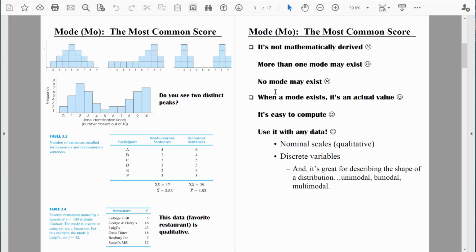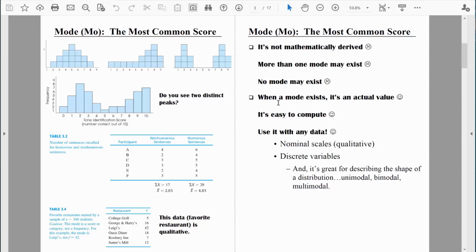Now let's talk about some things that we like about the mode. When a mode exists, it's always an actual value. And this is actually a really nice thing. Think about this. When we compute means, we often get as an answer a fractional value. And sometimes that doesn't make sense. Have you ever heard that an average family has 2.5 kids? We understand what they're trying to say with that analysis, but it really doesn't make sense because there's no family out there, unless you overthink it, with 2.5 kids.